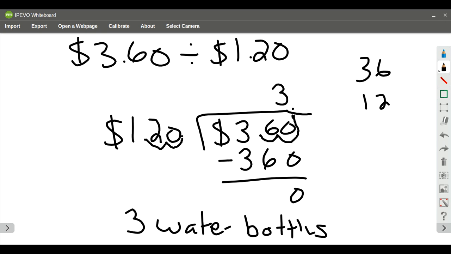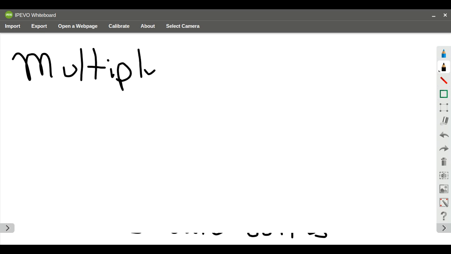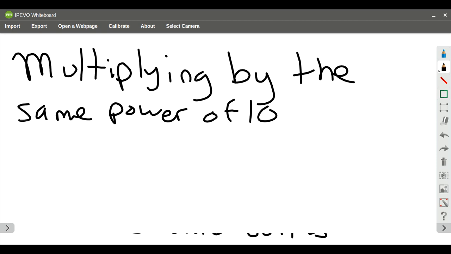All right. So let's move into your guided practice. The first question asked on your guided practice says, when dividing by a decimal, why can you multiply the divisor and dividend by the same power of 10? So why am I able to move that decimal? Multiplying by the same power of 10 means the decimal does not, the quotient does not change.